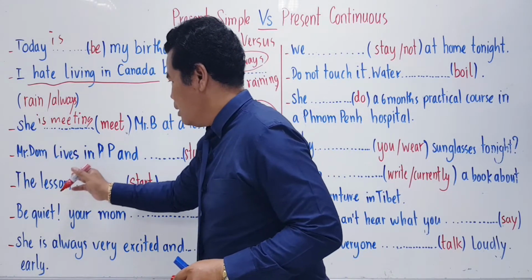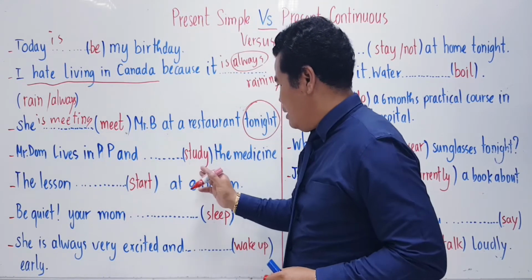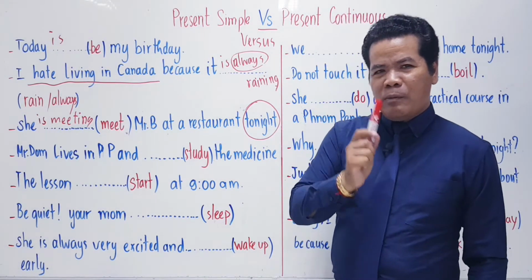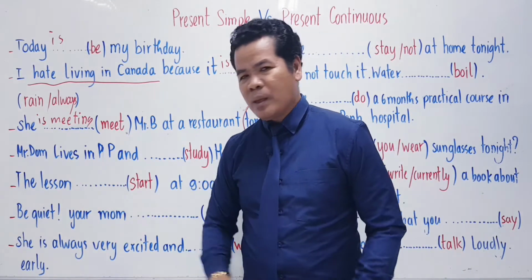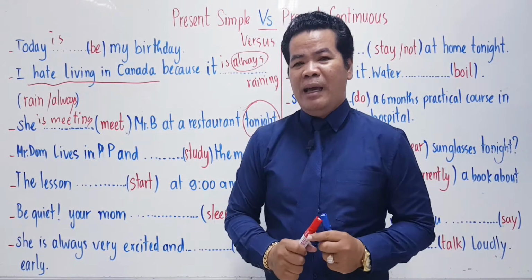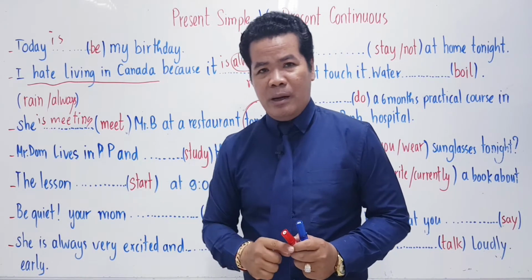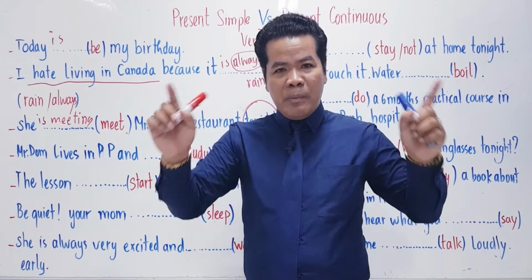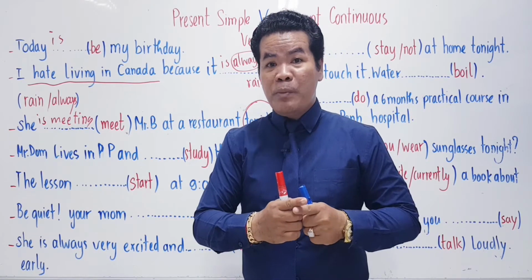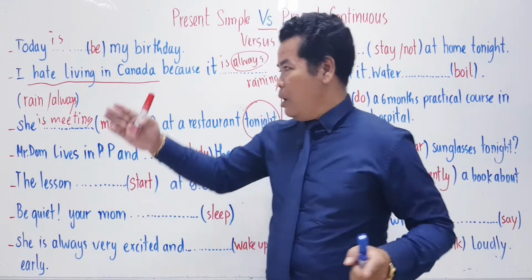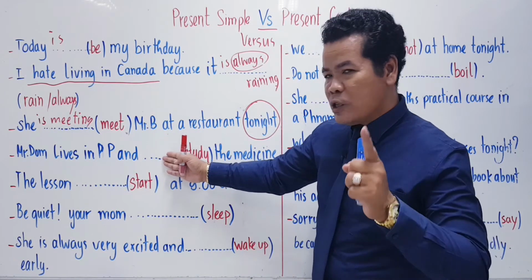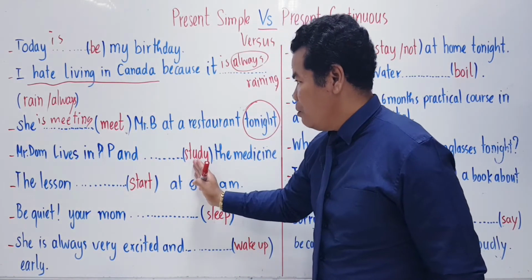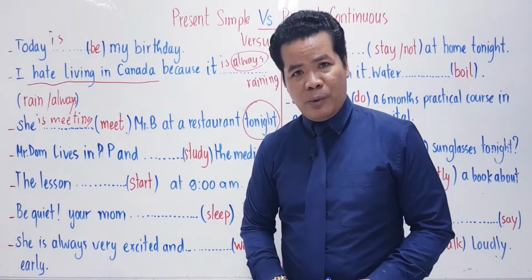Mr. Dom lives in Phnom Penh and blank study the medicine. So let's have a look at the verb present simple here. Mr. Dom lives in Phnom Penh. I live in Phnom Penh. You live in Phnom Penh. Okay? My fiance lives in Phnom Penh. So this is permanent. Takes long periods of time. Right? So what do we use in this sentence? We use present simple in the first sentence, and also the second sentence we also use in the present simple.